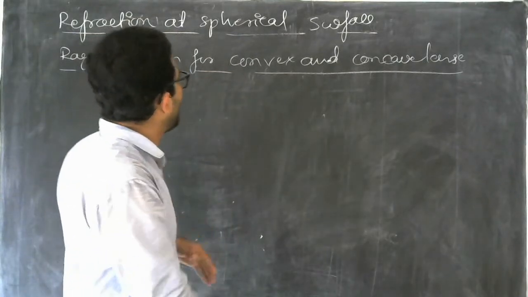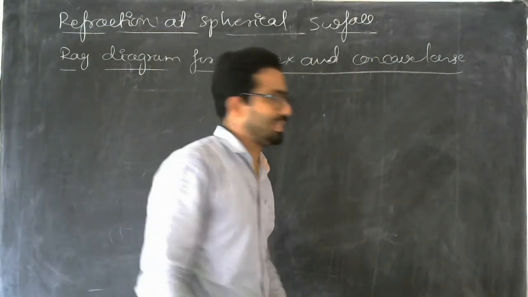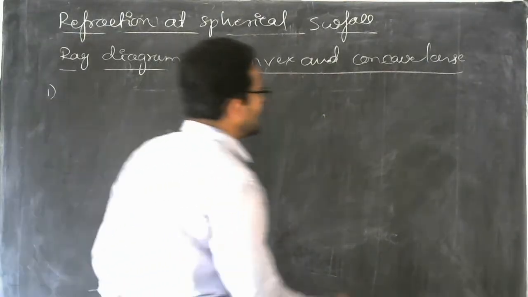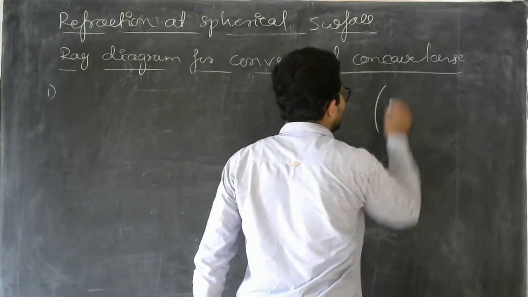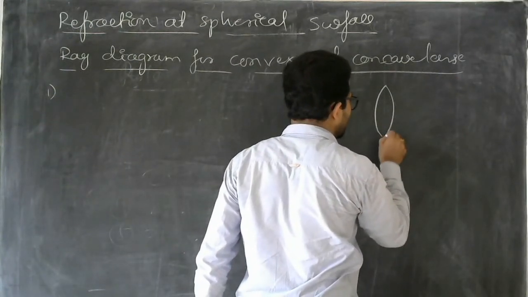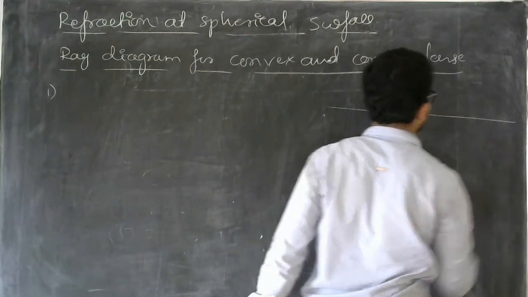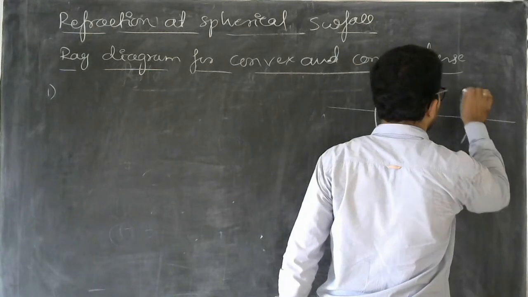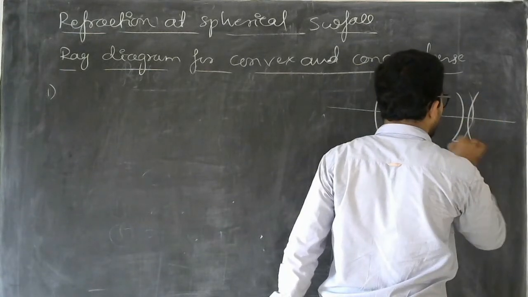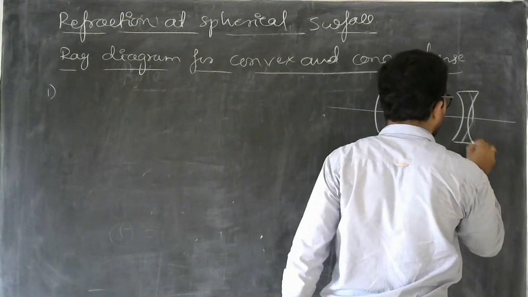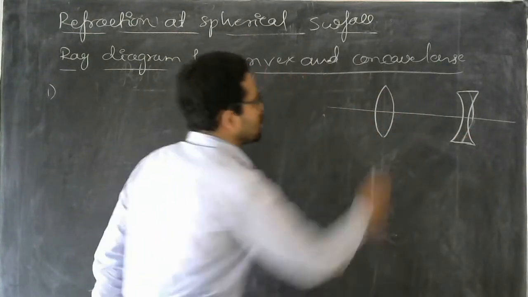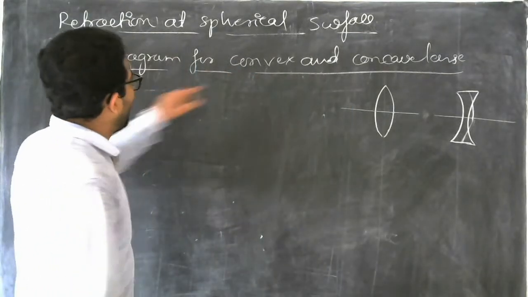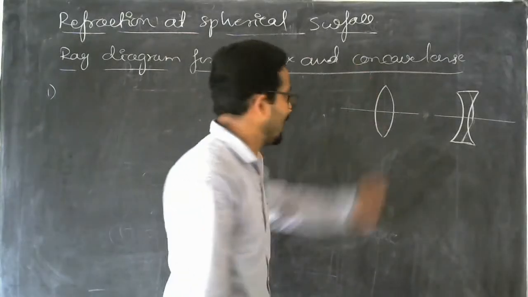So this is the ray diagram for convex and concave lens. Let's write the first one. Let's take a convex lens. This is a convex lens. This is the principal axis. I'll also take a concave lens. Now, the first ray diagram for the convex and the concave lens is like this.